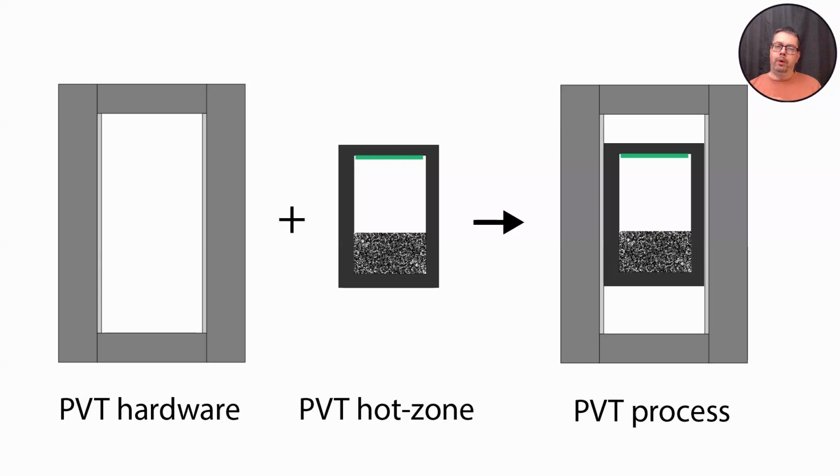So the hot zone can be replaced by another hot zone. And in such way, you can distinguish if you want to make PVT growth for bulk growth, to make wafers, or you replace it and you can make epitaxial growth by the closed-base PVT method.